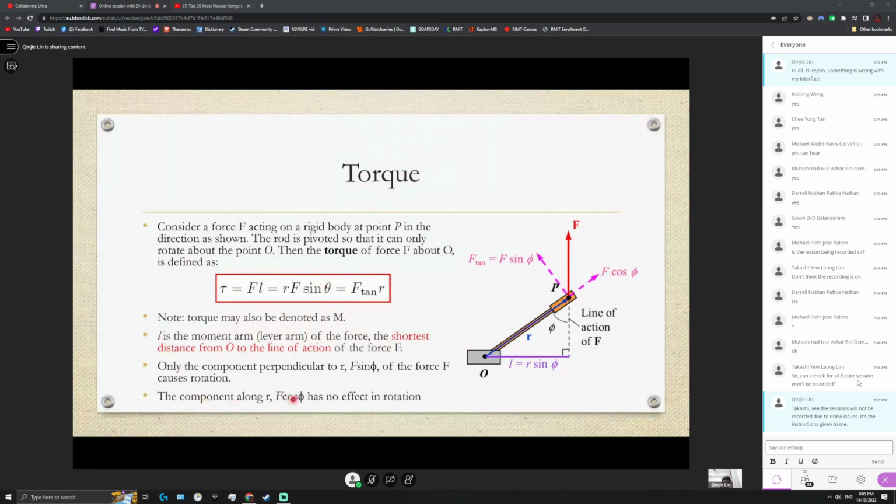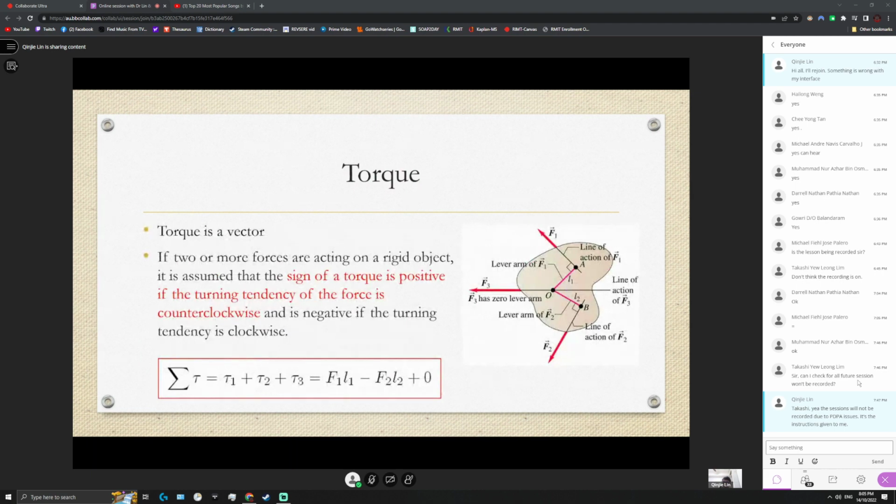The component along R, F cosine phi, which is this one, has no effect in rotation. It's like trying to stretch this thing, trying to pull this thing, bring it into tension, but actually it does not cause rotation at all. For torque, we are talking about the one causing the rotation. So torque is a vector. If two or more forces are acting on a rigid object, it is assumed that the sign of torque is positive if the turning tendency of the force is counterclockwise and negative if turning clockwise. So this is just convention.